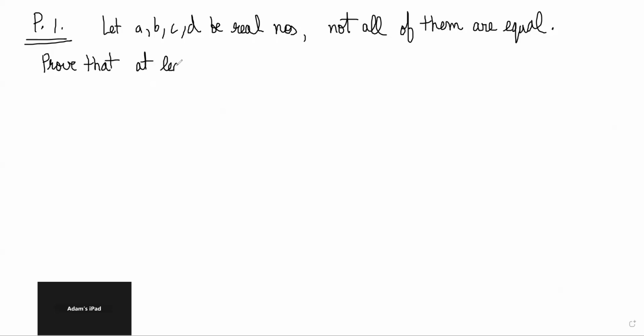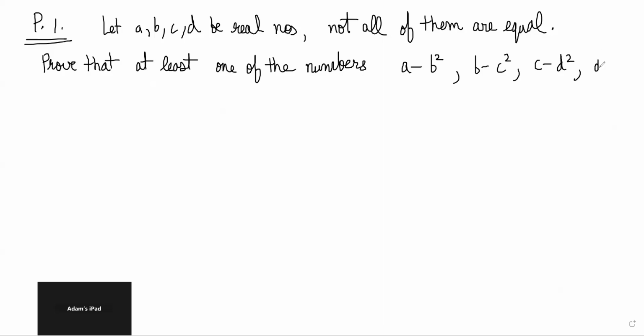at least one of the numbers (a minus b) square, (b minus c) square, (c minus d) square, and (d minus a) square is less than 1 over 4. Prove that at least one of the numbers is less than 1 over 4.